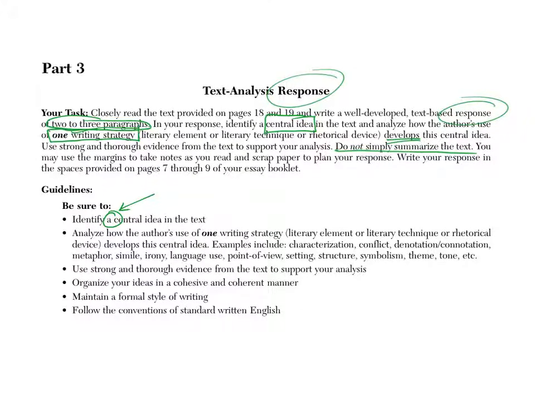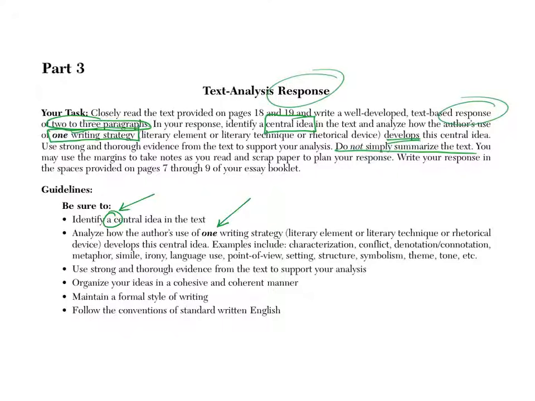Okay? Analyze how the author's use of one writing strategy, literary element or literary technique or rhetorical device, develops this central idea. Again, they're asking for one. Sometimes we get students who write a response that discusses multiple writing strategies. It'll discuss tone in one paragraph, and it'll discuss a metaphor in the next paragraph. You don't want to do that. They're not asking you for more than one. They're asking you to fully develop how the author uses one writing strategy. Okay?